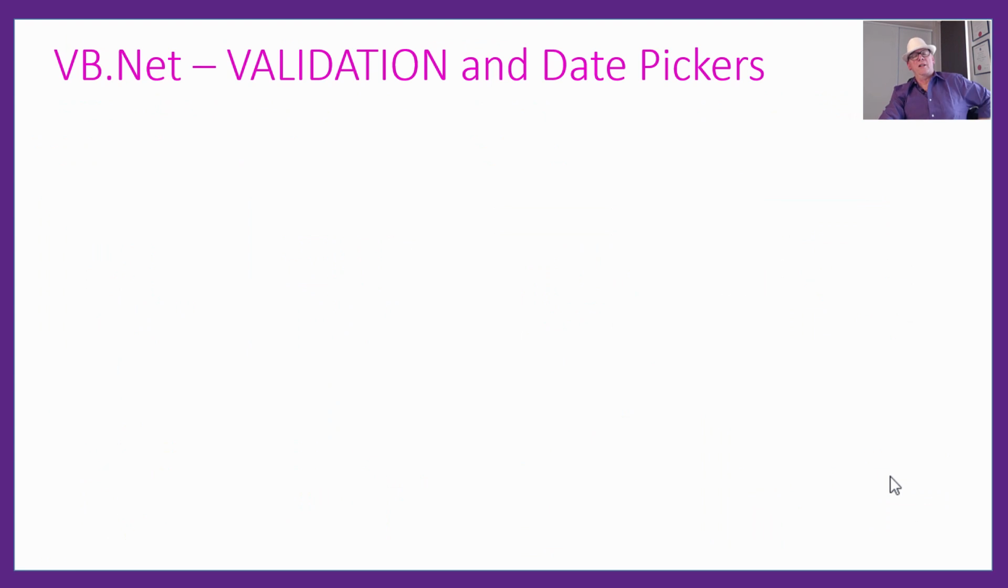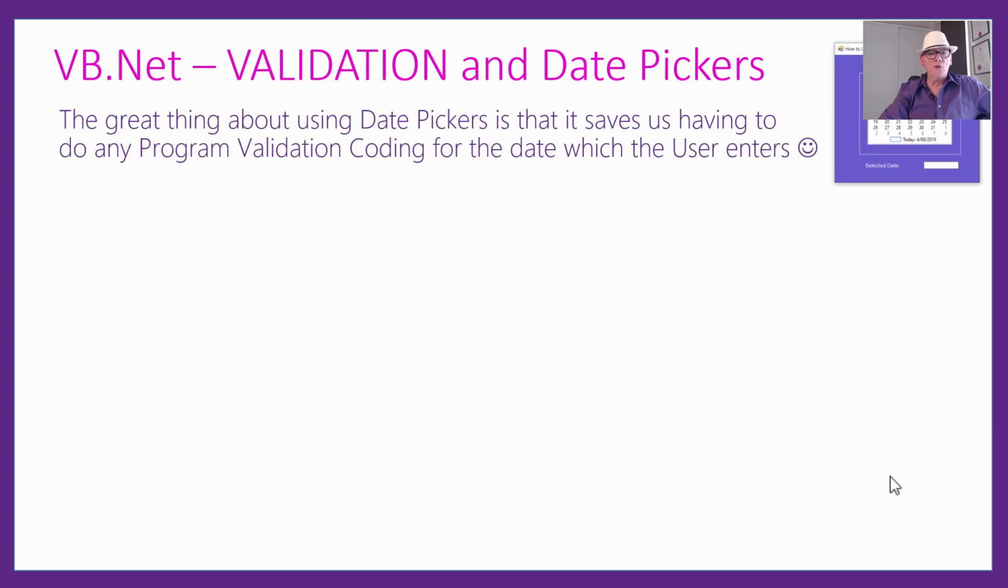Now, for the validation and date pickers, the great thing about the date pickers is that it saves us having to do any program validation coding. So we don't have to worry that they've done something silly or a mistyped month so that they're picking the 31st of February 2019, because February can't have a 31 because it's always 28 or 29 days long. That's the leap year month thing. Yeah, look, it's all fine.